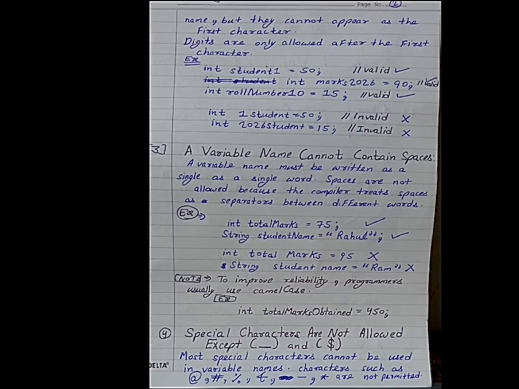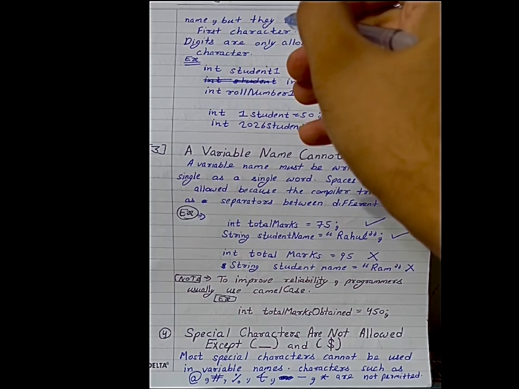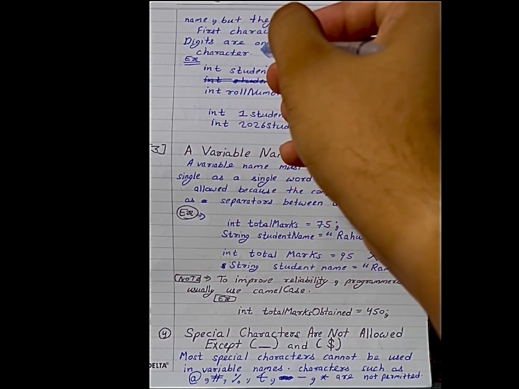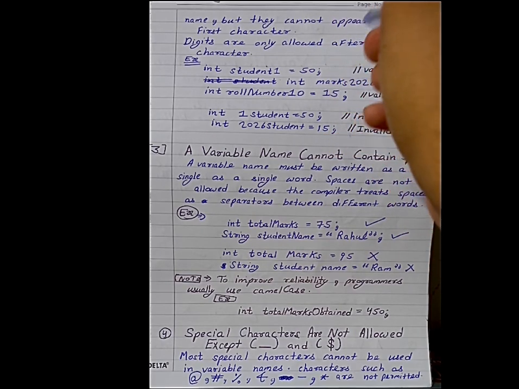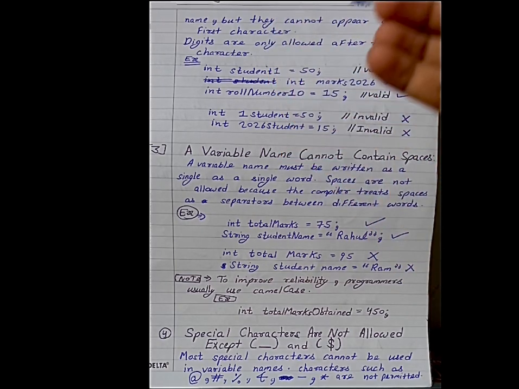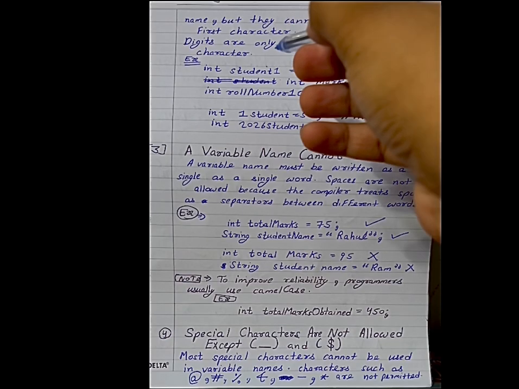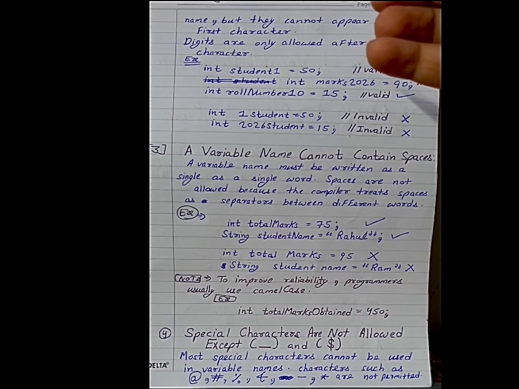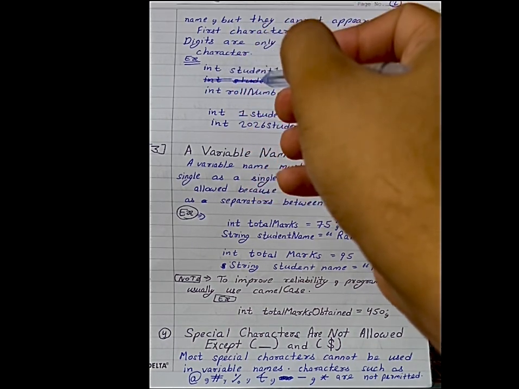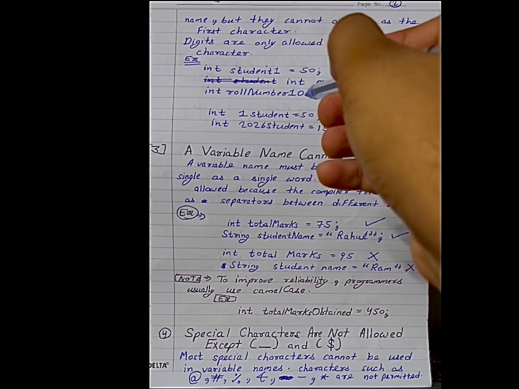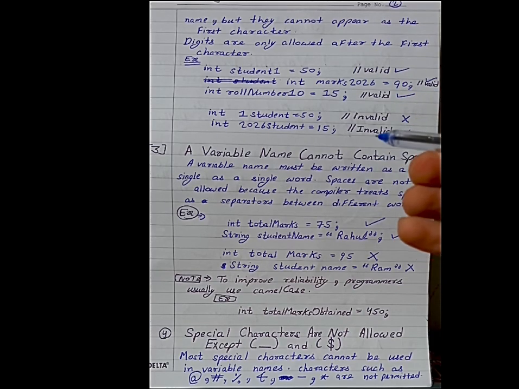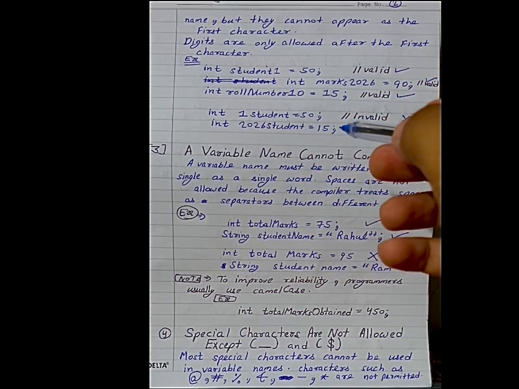As we know, digits are only allowed after the first character. In this example, int student1 equals 50 is a valid code, and int marks2026 equals 90 is also a valid code. But if we write int 1student equals 50, that will be invalid, and there will be an error. So now let's move to the next rule.